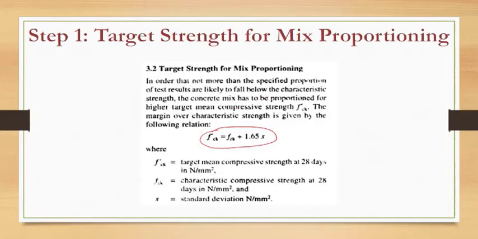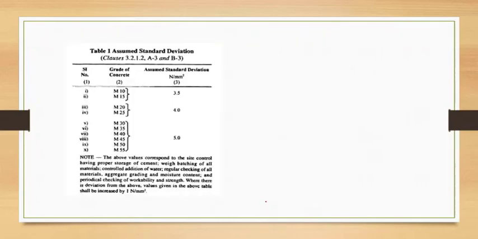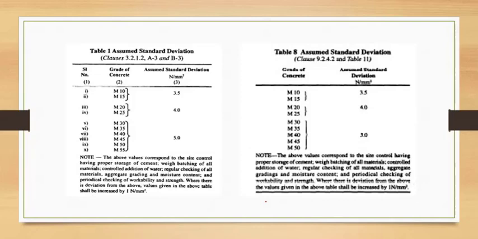What is our S? S is the standard deviation in Newton per mm square. Our S we get either from table 1 of IS 10262-2009 or from table 8 of IS 456-2000. Now, corresponding to different grades of concrete, the standard deviation values are given. From table 1, we can see that for all these grades of concrete, these are the values of the standard deviation. Similarly, from table 8 also, we can get the values.